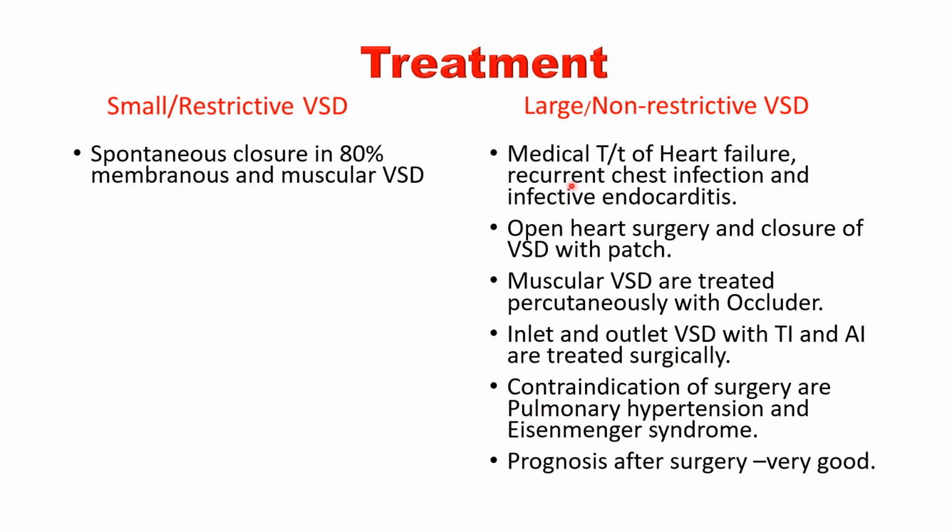And contraindications, we should know contraindications also. Surgery should not be done in a patient who has developed pulmonary hypertension and Eisenmenger syndrome. We should manage conservatively with pulmonary vasodilators. And prognosis after surgery is very good for VSD patients. They live a normal life. Thank you very much.